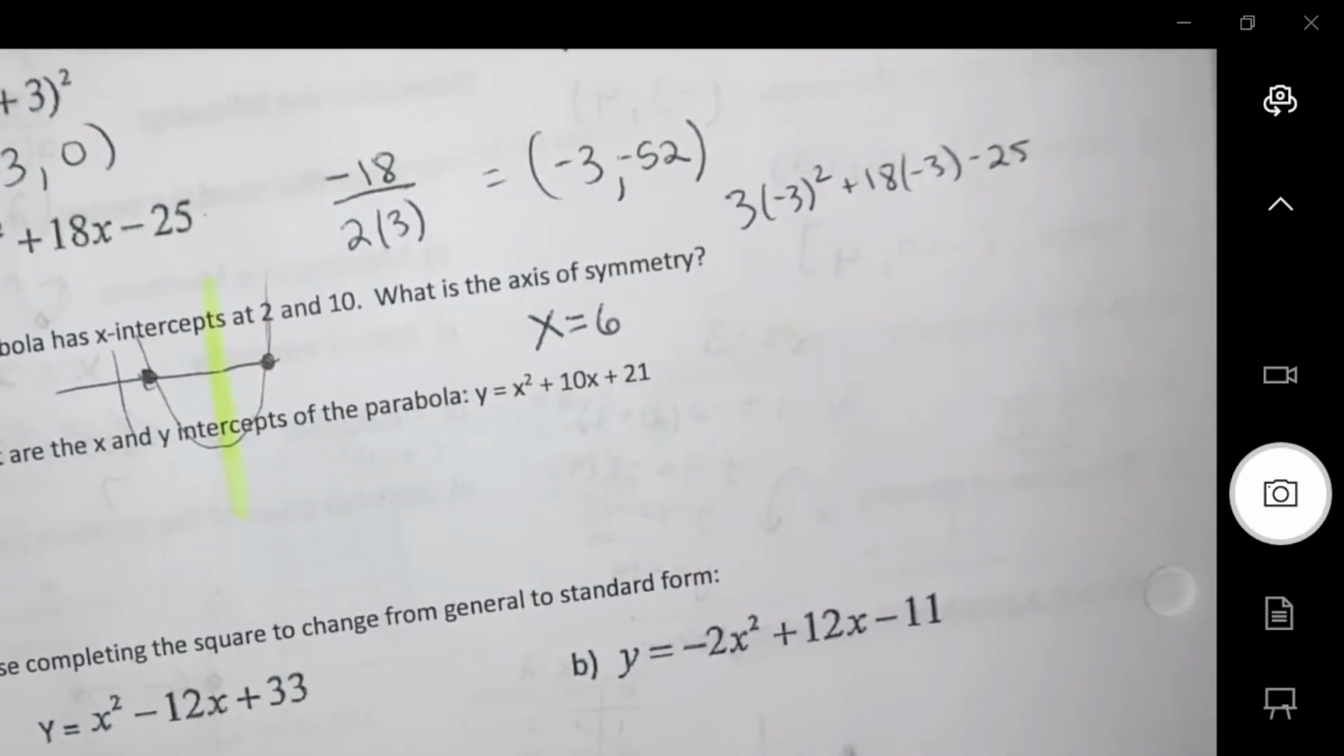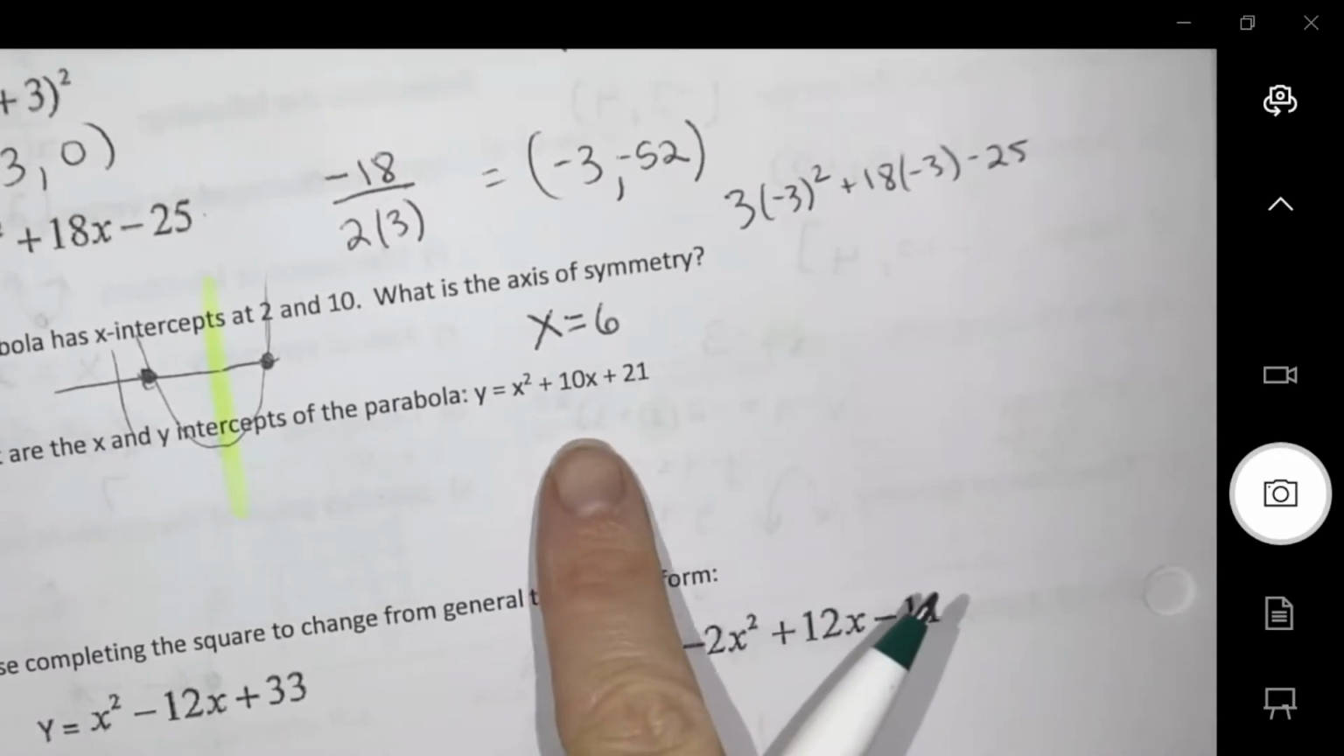Some of you might have been just using mental math. If you're figuring out what's in the middle of anything, you add and divide by 2. So 10 plus 2 is 12. Divide by 2, the average is 6. Okay, what are the x and y intercepts of the following?